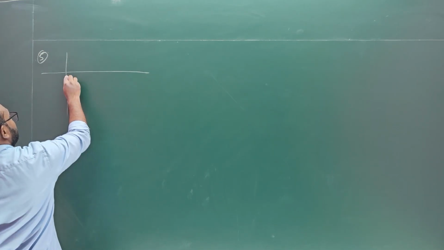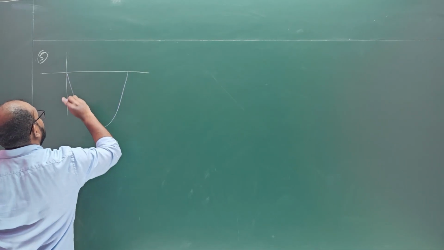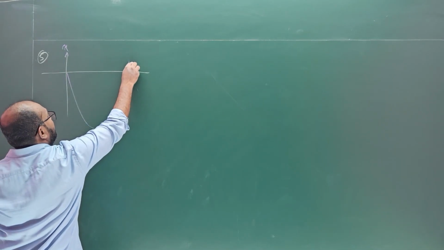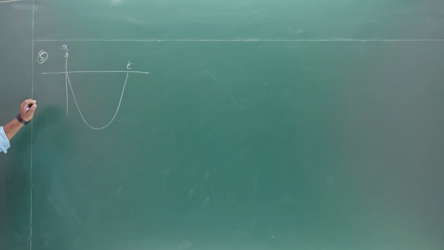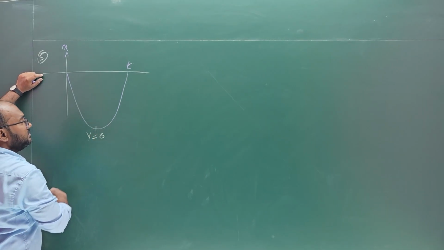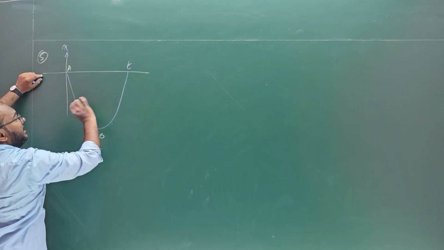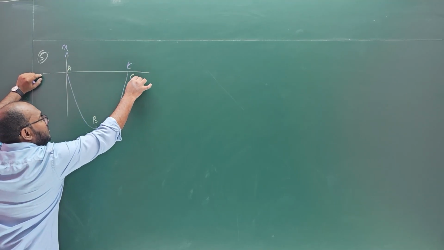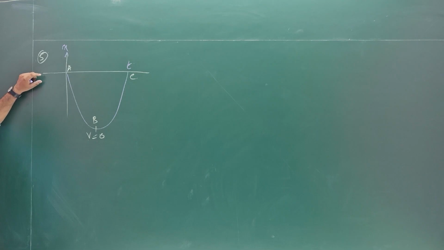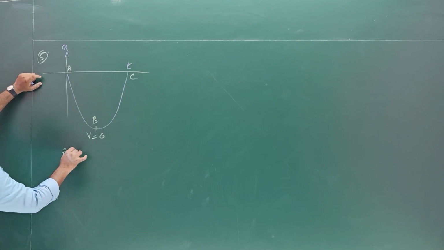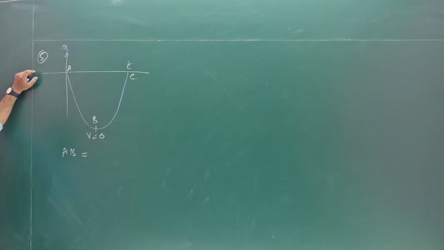Now the graph is like this. So this is your X, this is your T. What is the velocity again here? 0. So velocity at this point is 0. It will have velocity at A. At B, velocity is 0. At C, velocity will have some value. So from A to B, can I say negative velocity already? Negative velocity is decreasing.